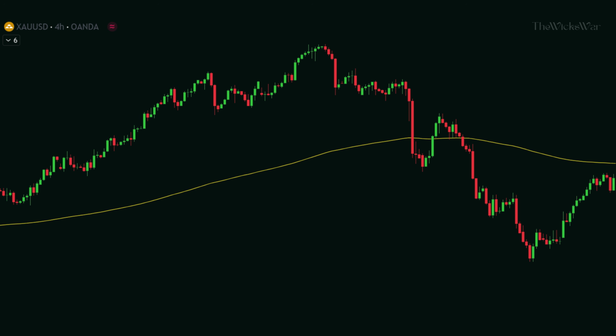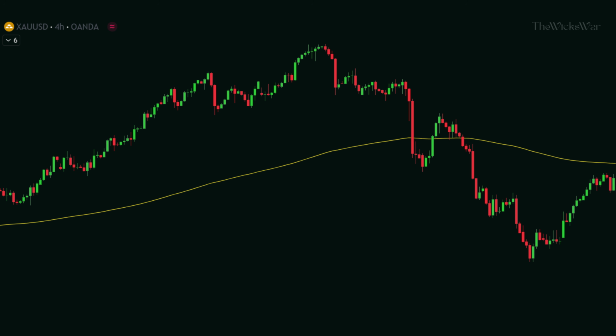What is the 200 EMA? The 200 EMA is the exponential moving average of the past 200 candles on your chart. Unlike the simple moving average, SMA, which gives equal weight to all candles, the EMA gives more weight to recent price action. That makes it more responsive and a better reflection of current market conditions. On higher time frames like the daily or 4-hour, the 200 EMA reflects the long-term trend. On lower time frames like the 15-minute or 5-minute, it acts more like dynamic support or resistance.